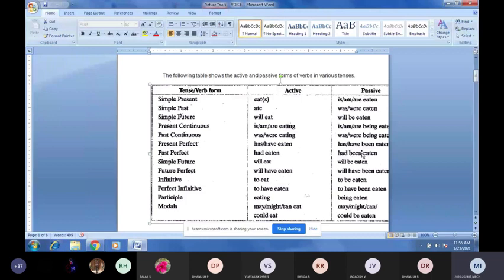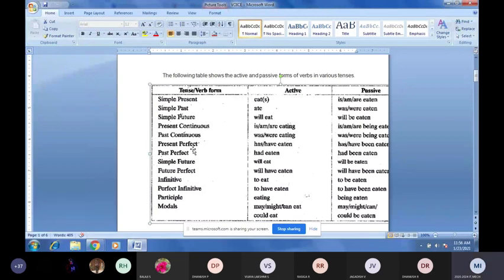If it is a simple tense, only the auxiliary changes, depending upon the tense and the number of the subject. If it is a continuous tense, auxiliary plus being plus past participle. If it is a perfect tense, auxiliary plus been plus past participle. That's all. So now look at this. Past continuous: was eating, they were eating, he was eating is given, which means was plus being plus eaten, or were plus being plus eaten. Clear?